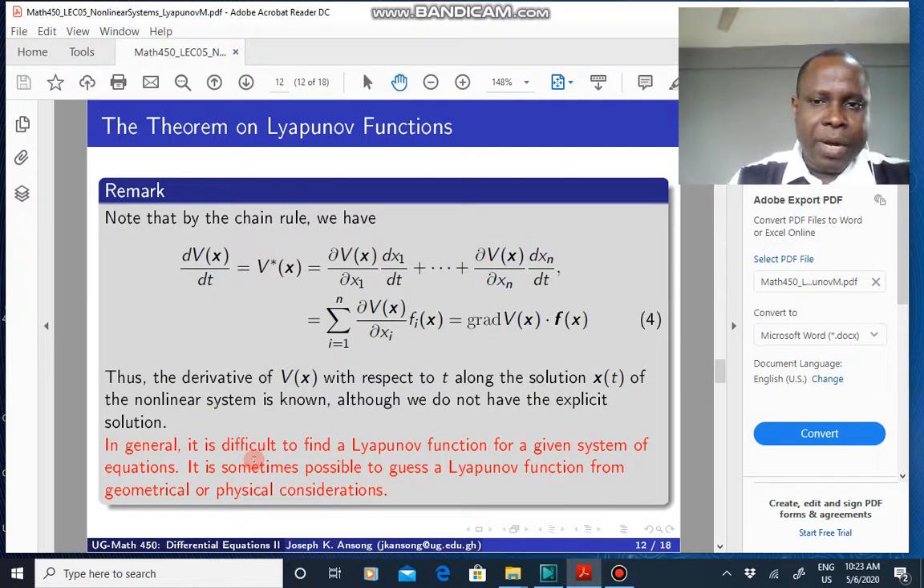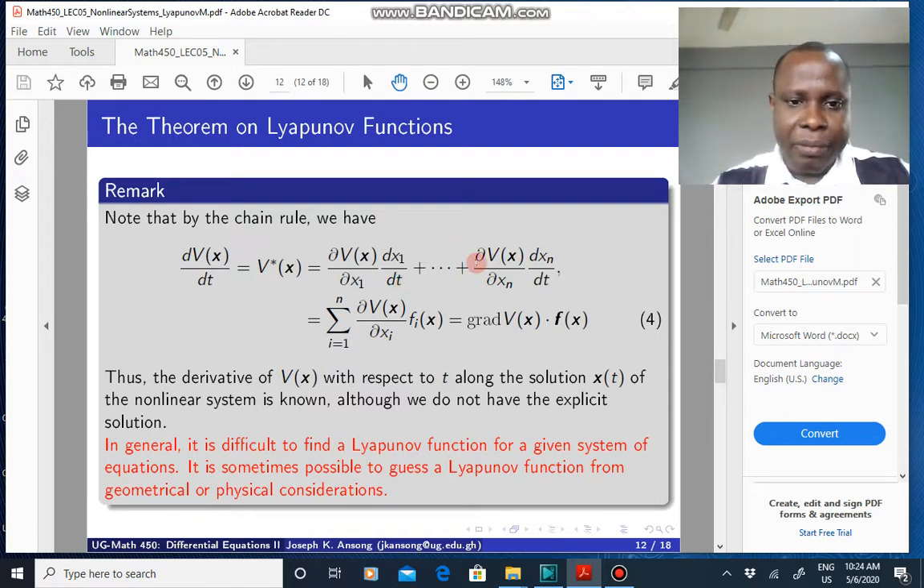So note that by the chain rule, the total derivative of v with respect to t, which I'm calling v star here, you can rewrite as the partial derivative of v with respect to x1 multiplied by dx1/dt, plus partial v with respect to x2 multiplied by dx2/dt, and so on until you get to xn. And this you can combine to be the sum of partial v partial xi multiplied by fi. This is basically a contraction, if you like, of this summation here.